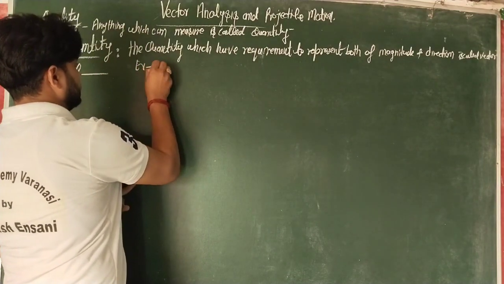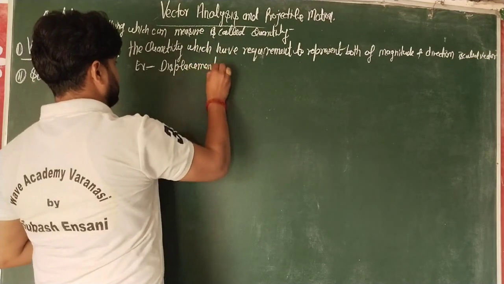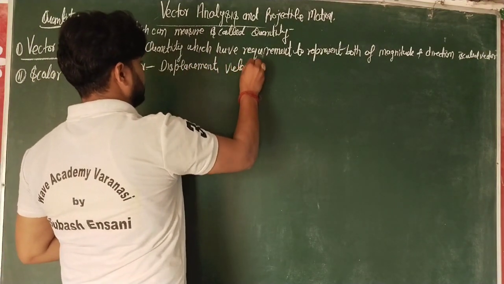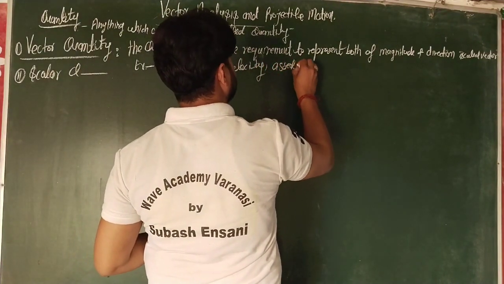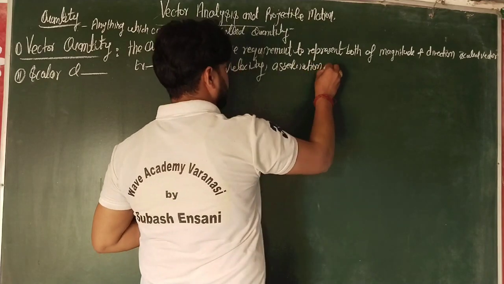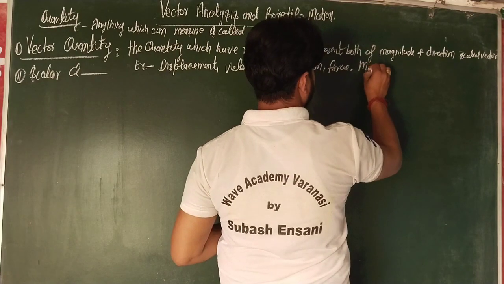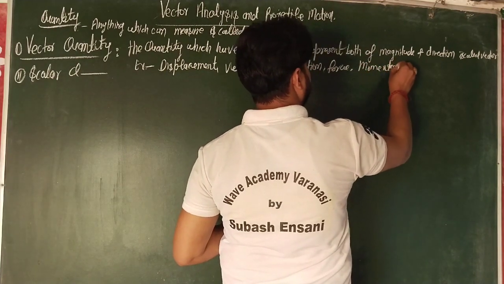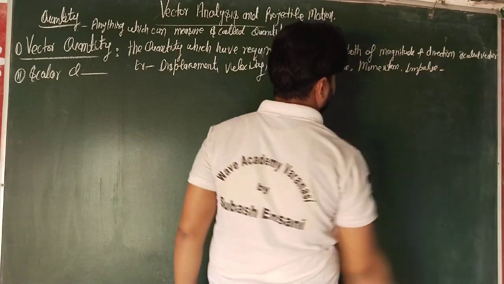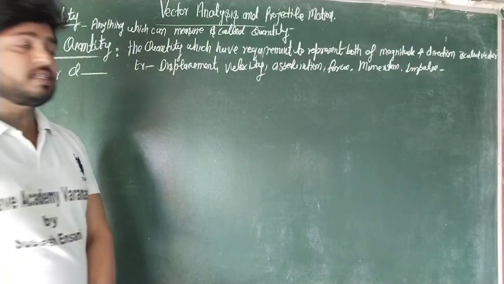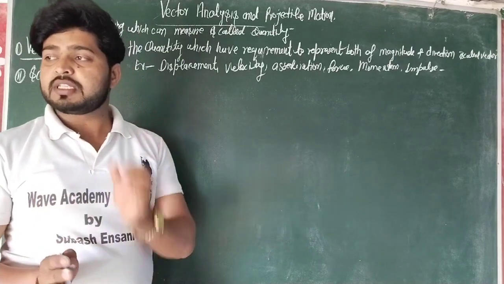Okay, as you know, examples: displacement, velocity, acceleration, force, momentum, impulse, etc. That's quantity are the vector quantity, because when we represent displacement, we have both of requirement, magnitudes and direction.